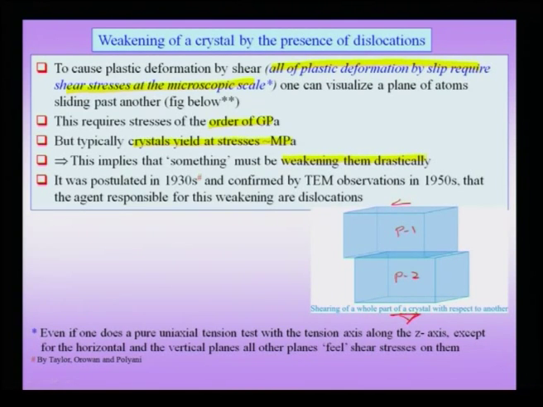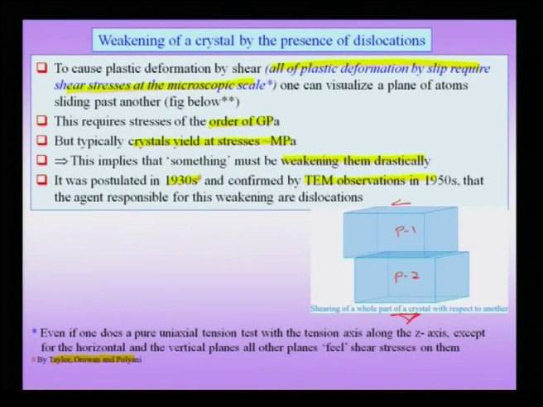In the 1930s, Taylor, Orowan and Polanyi postulated that it is dislocations, a theoretical concept at that stage, which weaken the crystal. Later on, TEM observations in the 1950s proved that it is indeed dislocations which weaken the crystal and are at the heart of plasticity at the micro scale. Even though we are doing a uniaxial tension test, all the inclined planes, except the vertical and horizontal planes, feel a shear stress, and therefore plasticity by slip is possible.